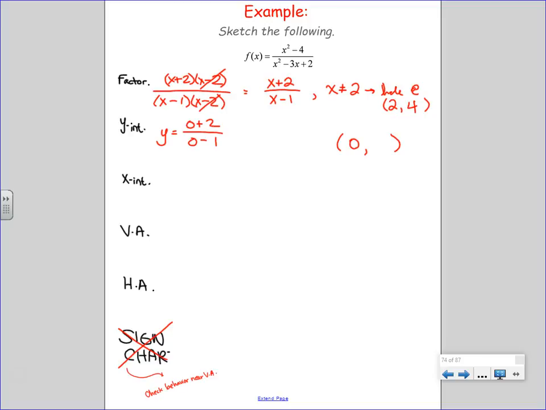What happens when we plug in 0? What do we get? Good. A positive 2 over a negative 1, which is a negative 2. So far I have a hole. So far I have a point.